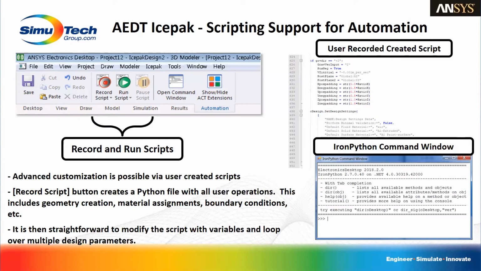So you hit the record button and go through several user operations, and they can be geometry creation operations, material assignments, assigning boundary conditions, and so on. That's all captured and recorded. And then, using the Iron Python command window, you can now use those scripts and put them into an automation type of loop. Again, that's a really significant advancement in terms of Icepack.